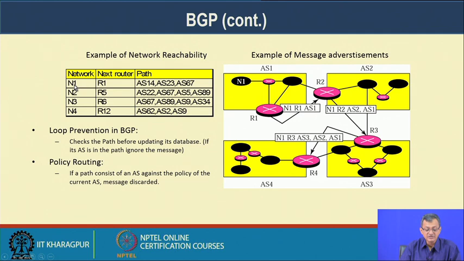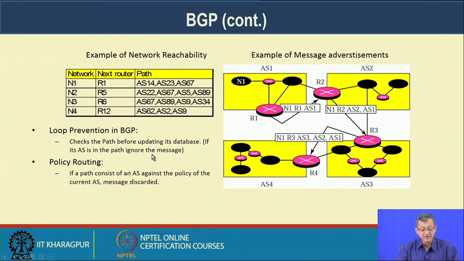So, in order to reach N1, the next router is R1 and the path to be followed is 14, 23, 67. In order to reach N2, the next router is R5 and the path to be followed is so and so forth, and like this. So, what we see is that, unlike link state or distance vector, here the ordered set of AS IDs is given. So, loop prevention in BGP checks the path before updating the database.